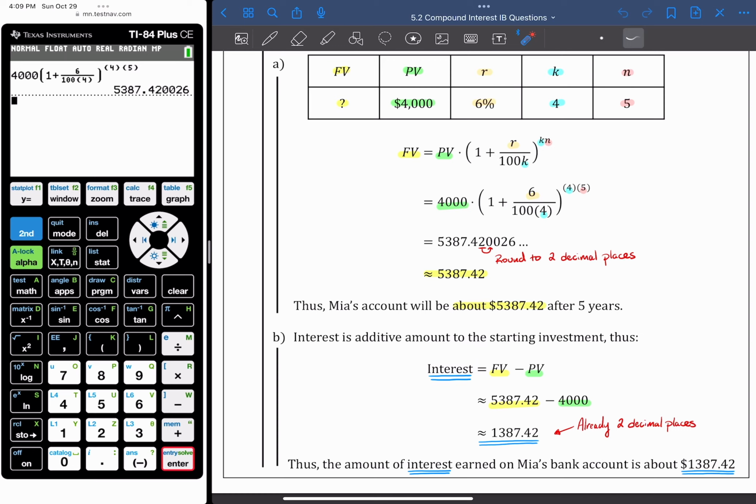So if we use the calculator, we do 5,387.42, that's the final value, minus how much was initially put in there, $4,000. And we get that the interest, the additive amount of money that was put into the account based on the interest, is $1,387.42. Okay. So interest is the final value minus the starting value. You can find out, again, essentially the change. What amount was added to the initial deposit?